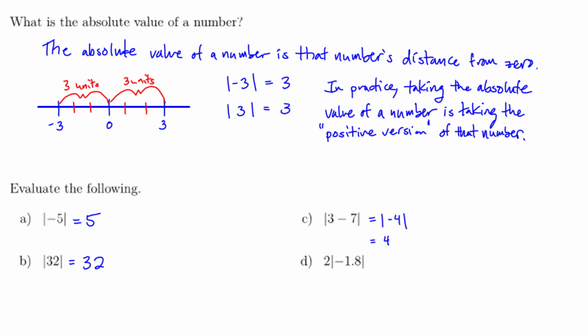The next one, I have 2, and then this vertical bar with -1.8 inside. So what that's telling me to do is take 2 times that absolute value of -1.8. So absolute value of -1.8 will be +1.8. So this becomes 2 times +1.8 when I calculate that absolute value, and now I can multiply. 2 times 1.8 will simply be 3.6.